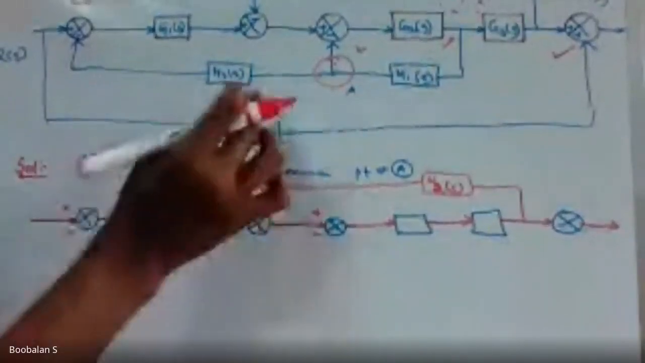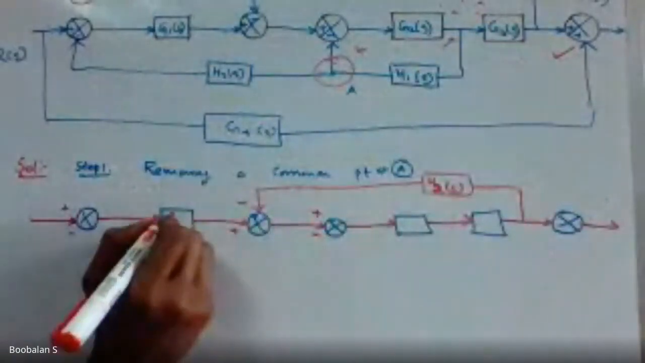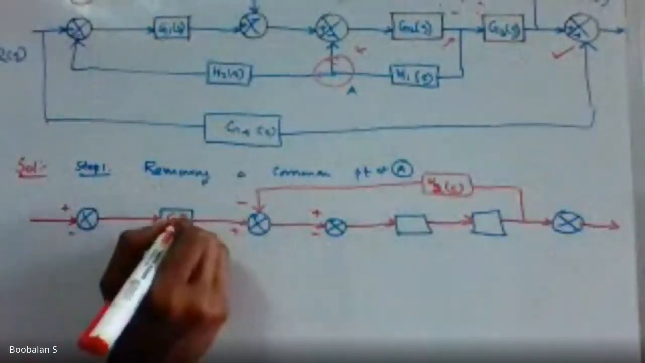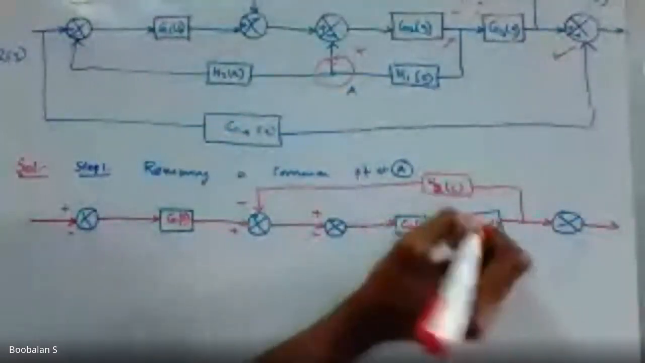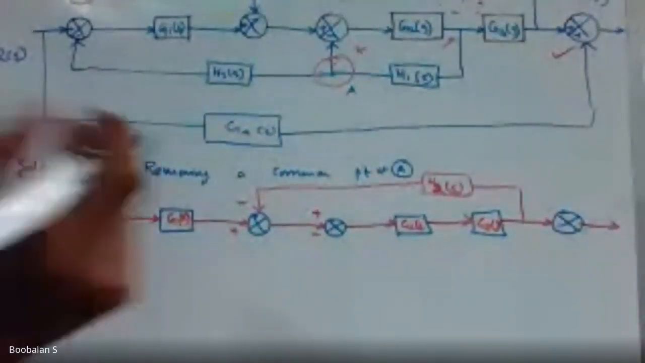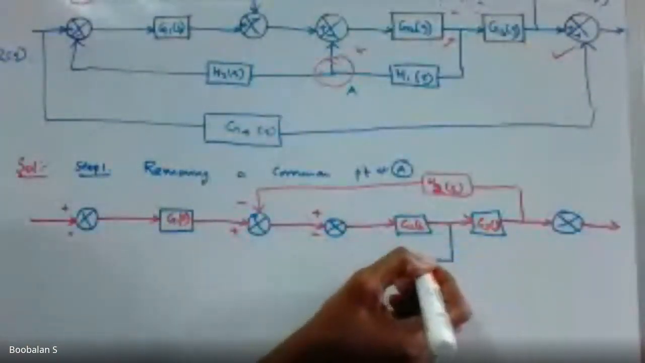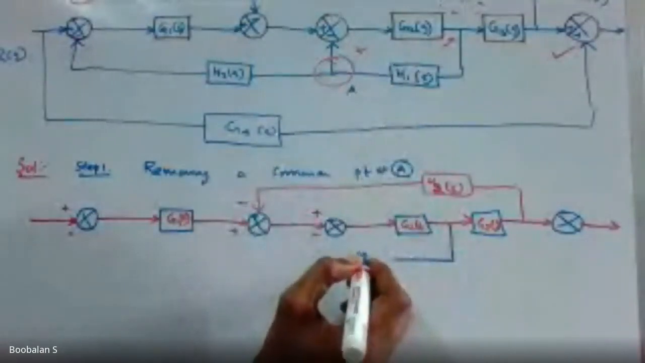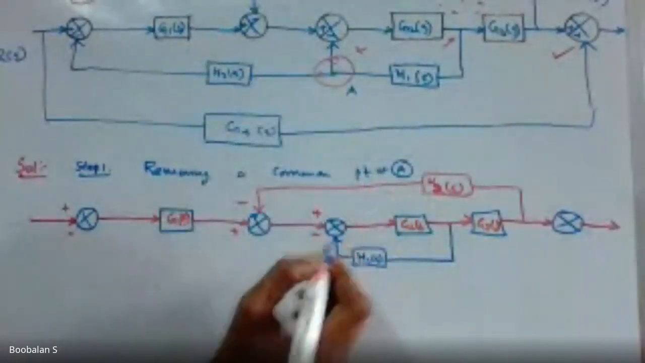Now I'm going to split into two. You could see G1 of S, G2 of S, G3 of S. So this is the exact diagram. Now I'm going to split the common point. After G2, I'm bringing a takeoff point in the form of a feedback, H1 of S, and then it goes to this summing point.